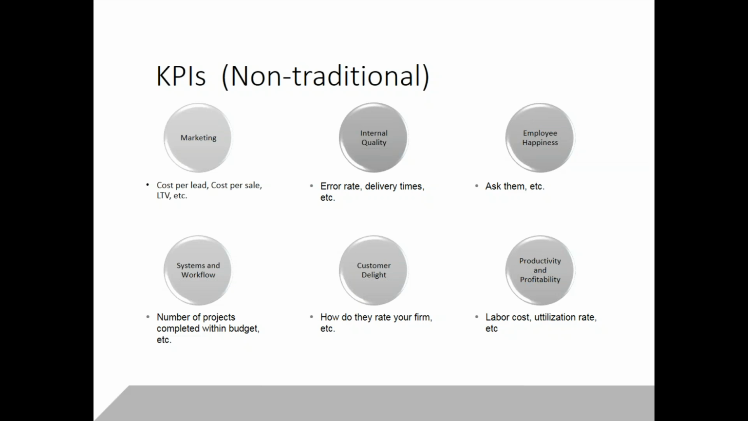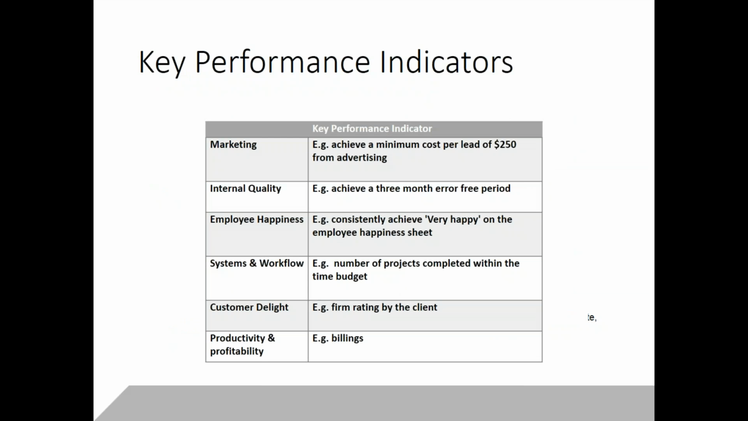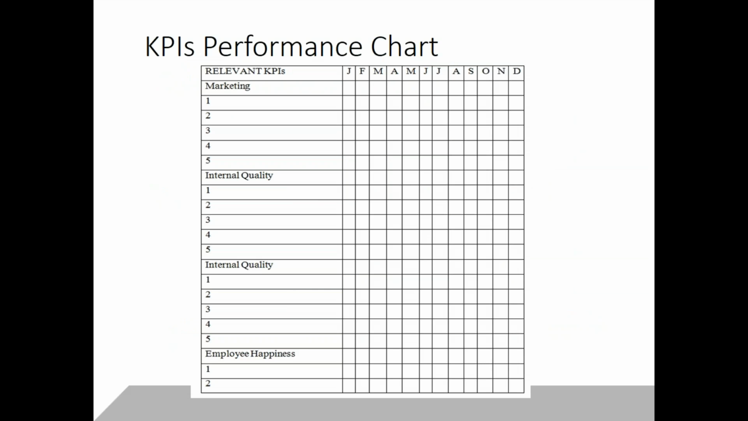What about employee happiness? You could have a key performance indicator on employee happiness, and it's more of a survey, right? Or client happiness, client delight. That's surveying them and finding out what they give you, 1 to 10. What about systems and workflow? Number of projects completed within budget, number of procedures created in a trimester, and so forth. So you get an understanding of the different types of key performance indicators that you can have in your firm.